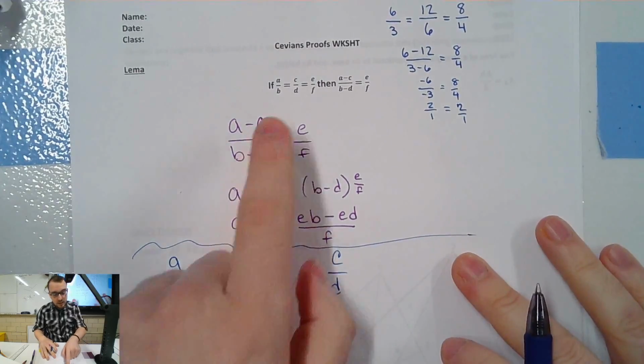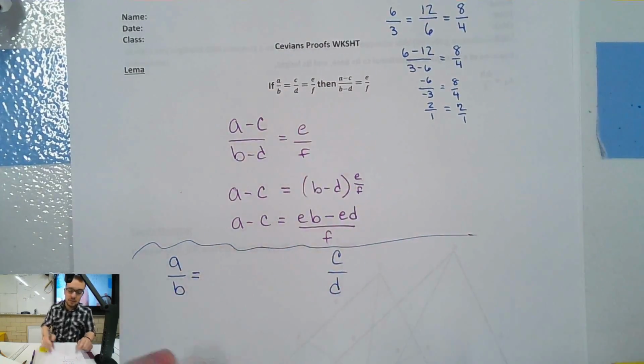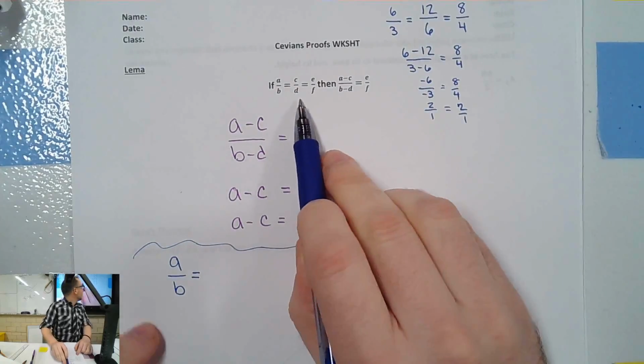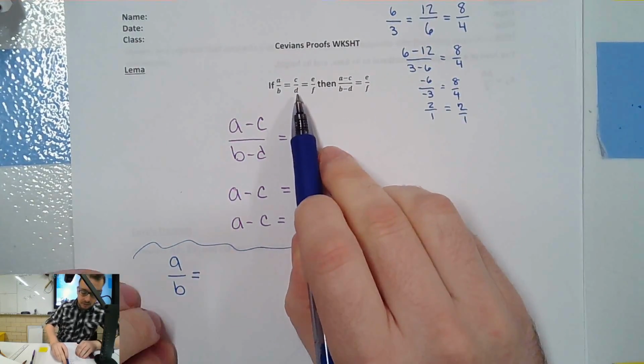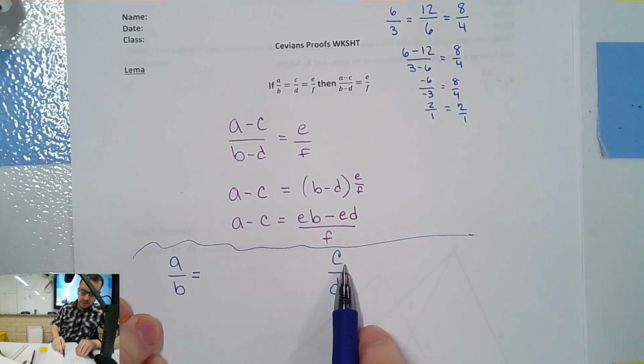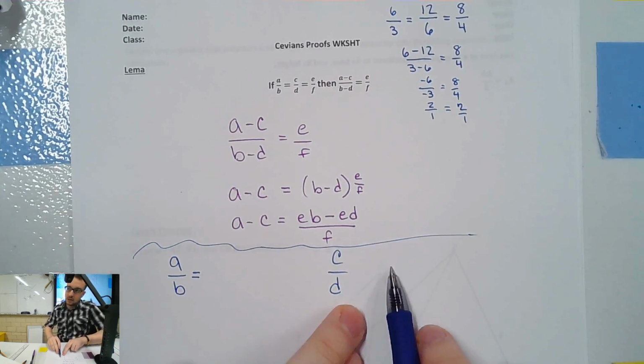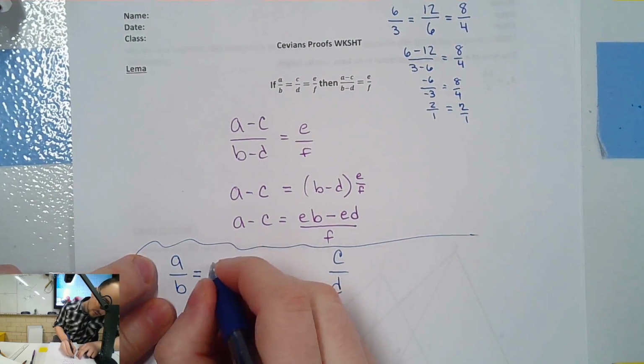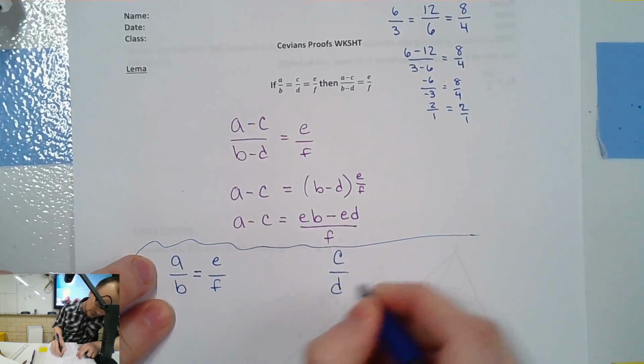So A over B equals C over D, and it equals E over F. I'm going to set it equal to E over F here again. I'm just going to ignore the C over D, because I want to figure out what A is and C is. So I don't want a C over here, and I don't want an A over there. So I'm just going to say this, which is true, like that was given to us.